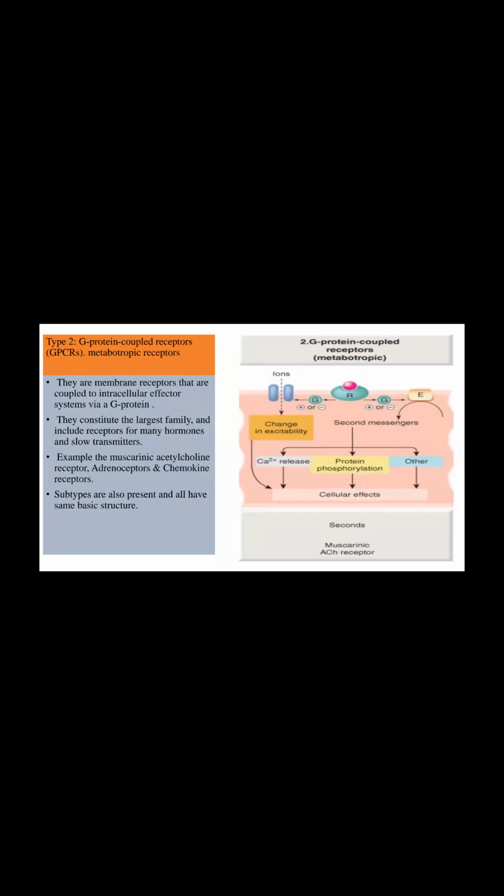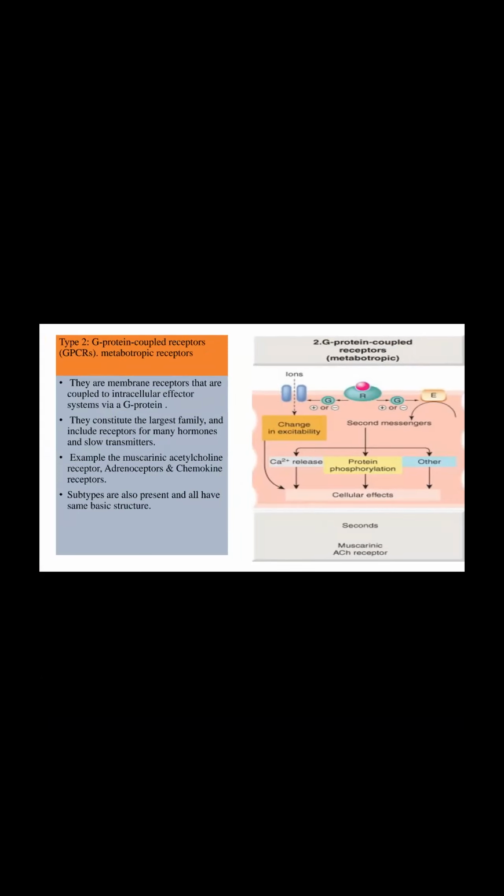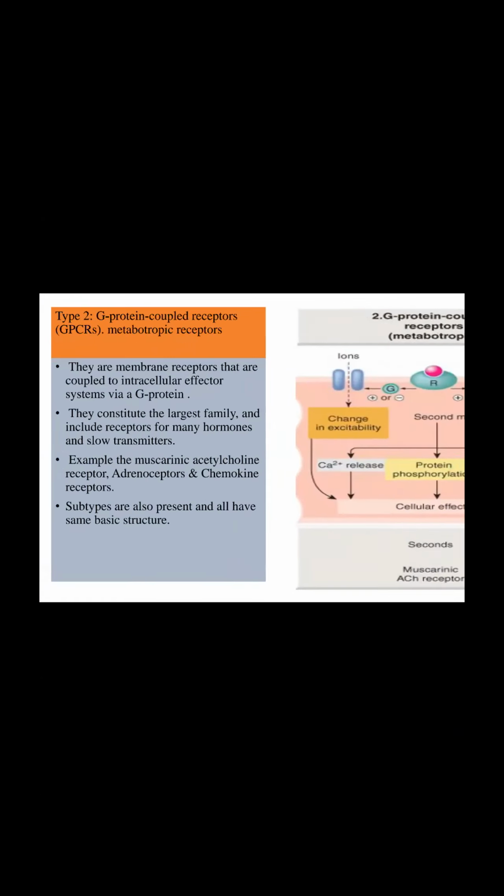The ion will come, it will get accepted by the G protein receptors, and then it will go inside the cell. They are the membrane receptors, coupled with intracellular proteins. They constitute a large family and include receptors of many hormones and slow transmitters. Examples: the muscarinic acetylcholine receptor, adrenoreceptor, chemokine receptor. Subtypes are also present, and all share the basic structure.